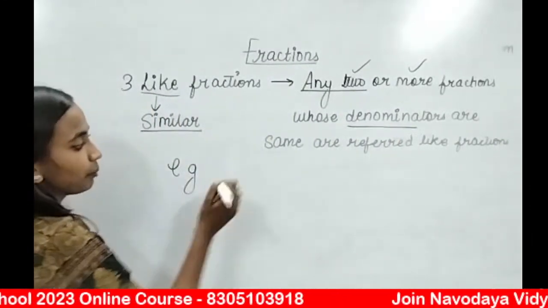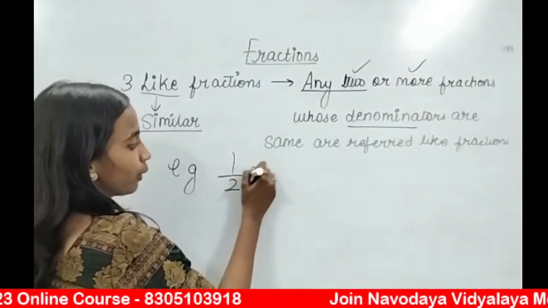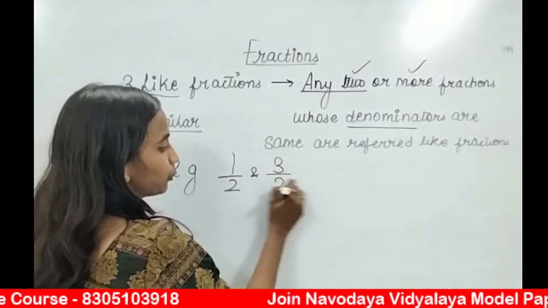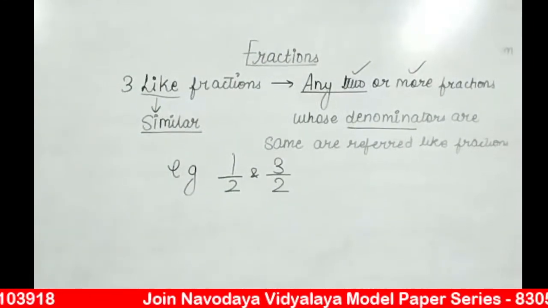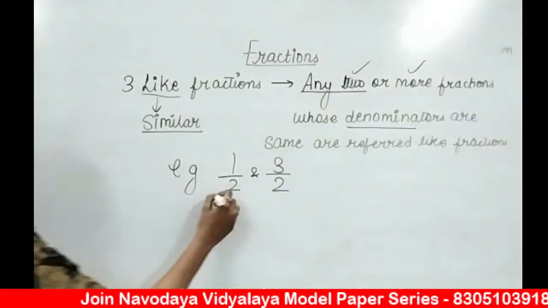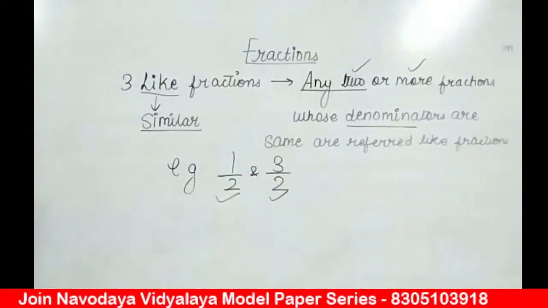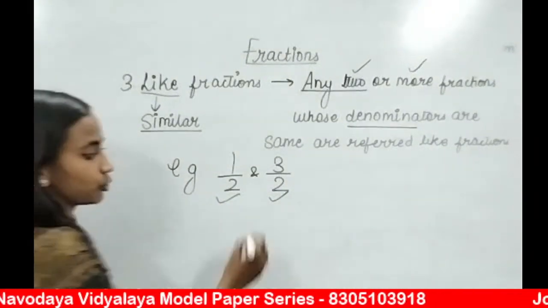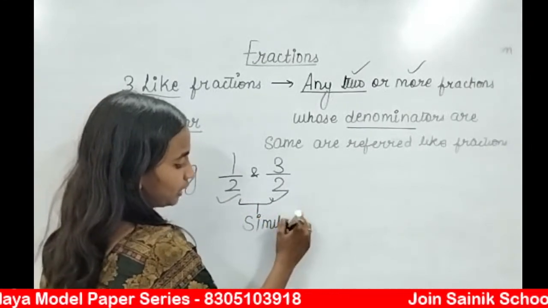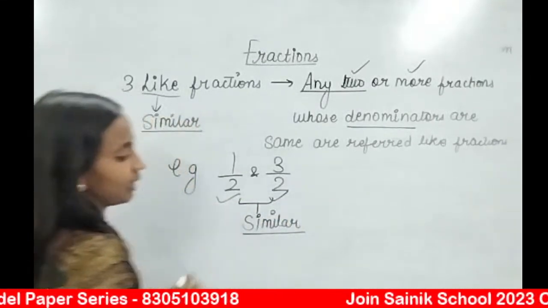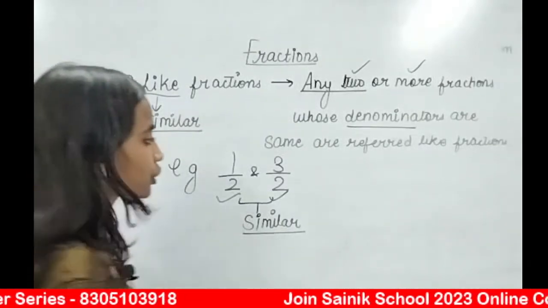What can be the example? 1 by 2 and 3 by 2. What are the denominators here? The denominators are 2 in both the cases. So these two denominators are similar. So these are the examples of like fractions.